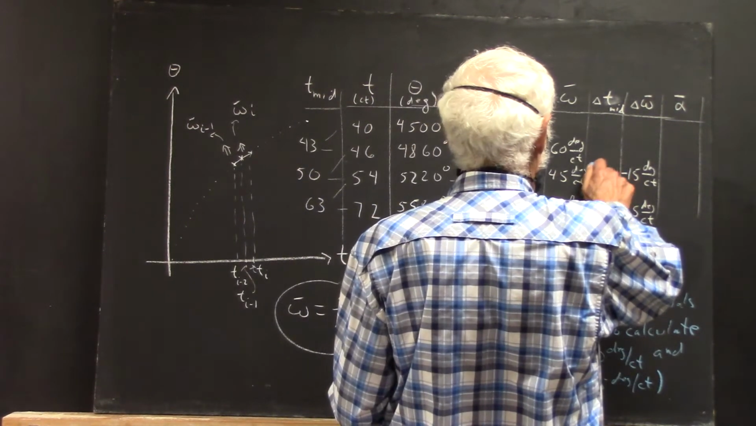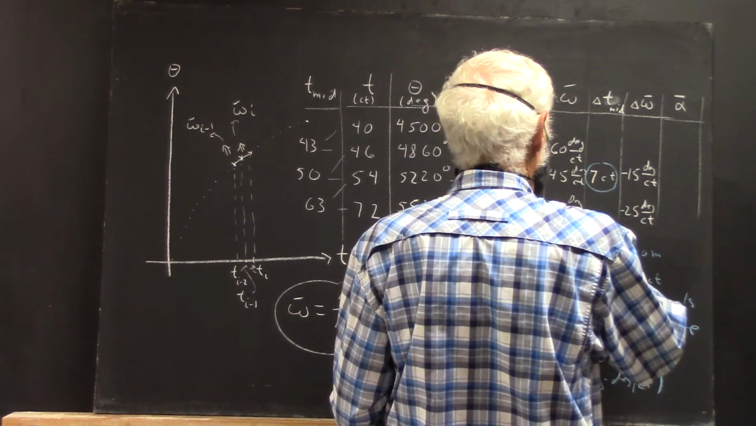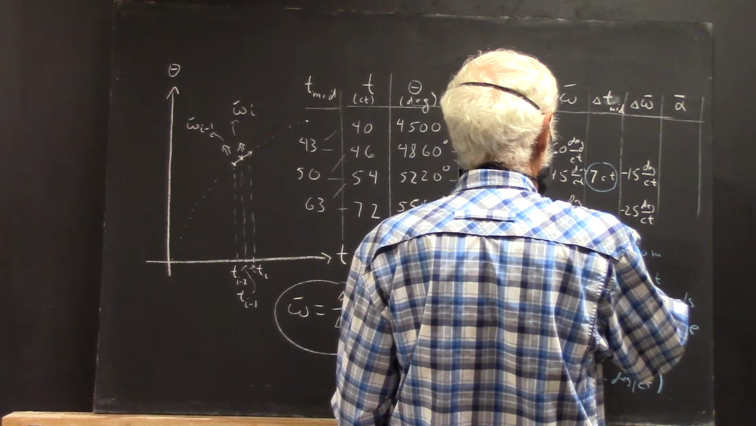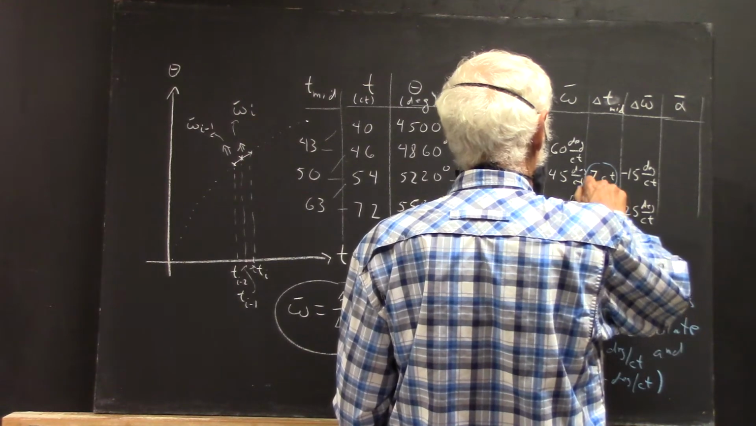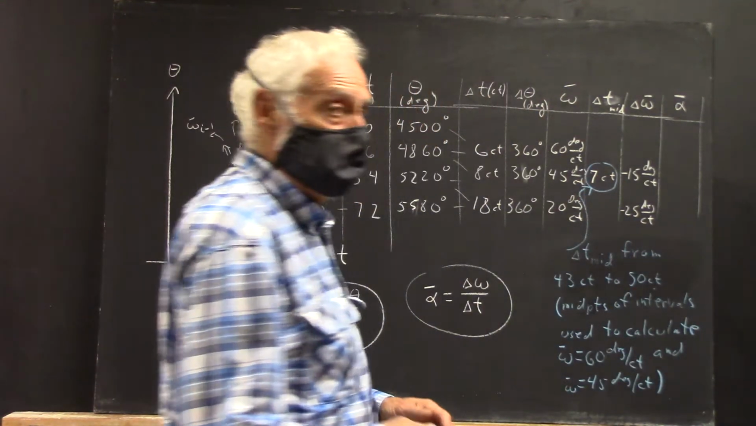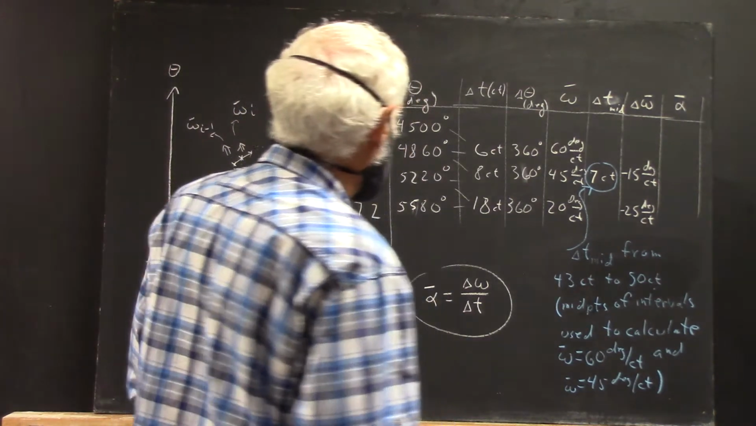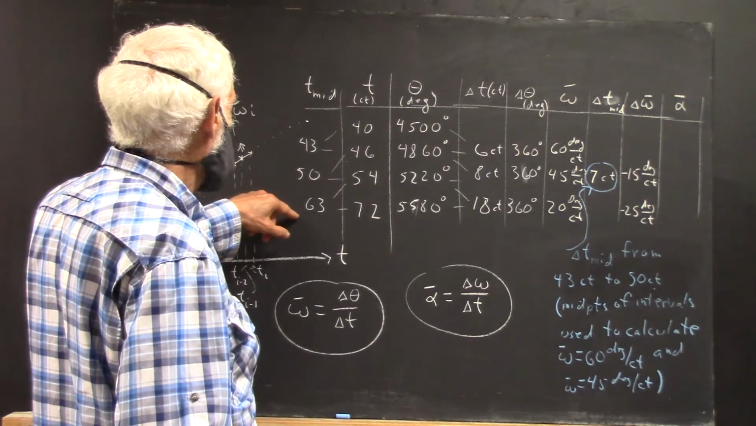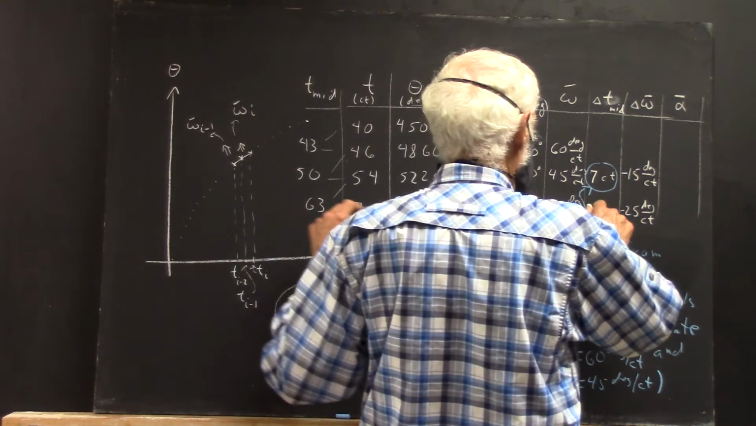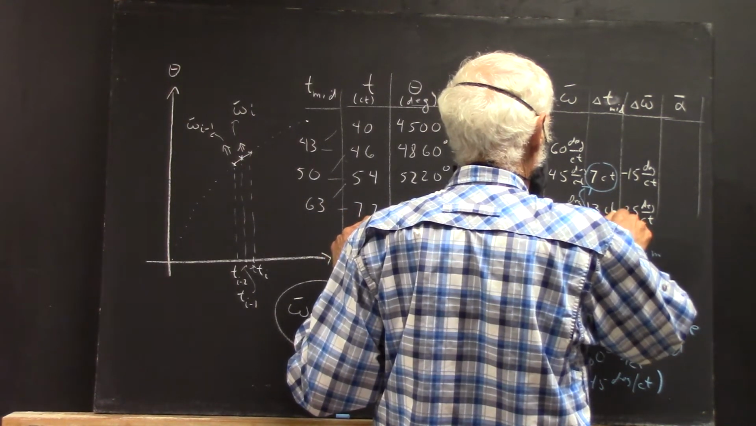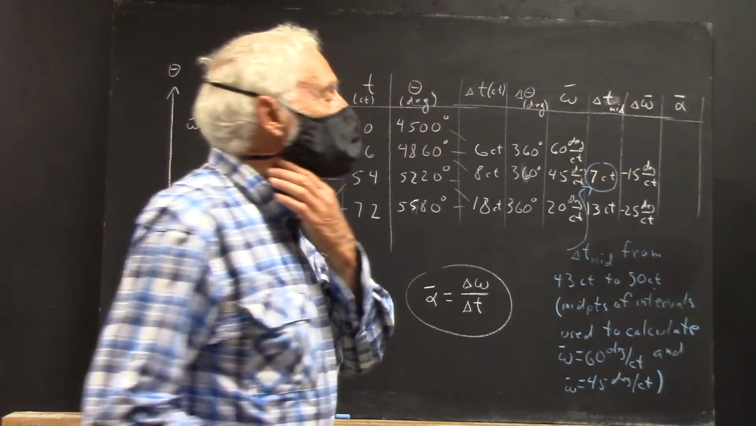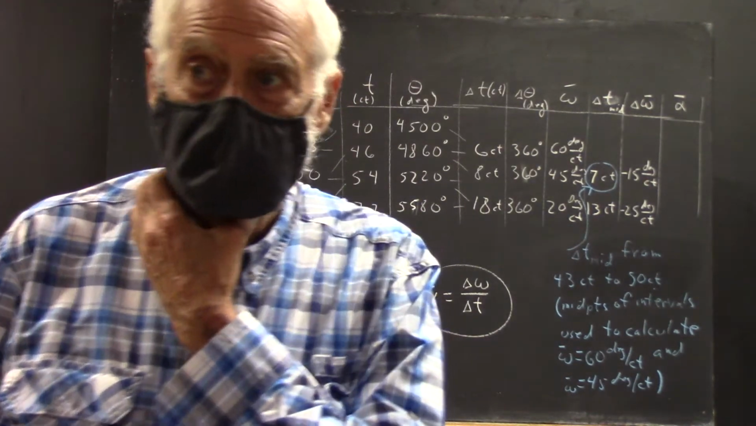So that's where this number comes from. And then this number comes from here, and this would be 13 counts. Make sense?